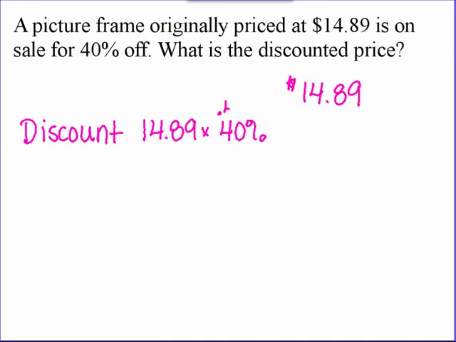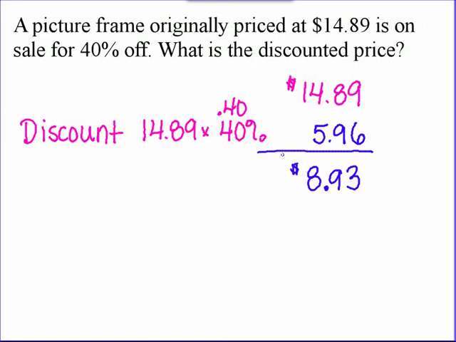0.40. So on your calculator, I need you to calculate for me. What is 14.89 times 0.40? What'd you get? 5.956. Remember how the rounding works? And so in this case, the discount would actually be $5.96. Now what I need to do is subtract the two. And I get a total of $8.93. So that's the discounted item.